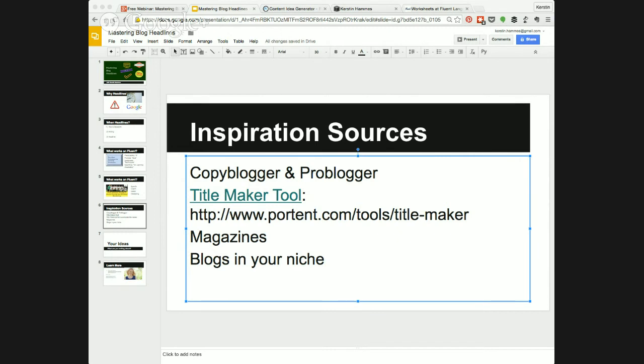Moving on to the next inspiration guide, I would love for you to look at different magazines, not just in your niche, but magazines like women's magazines. Oh my God, do they know how to write a headline?